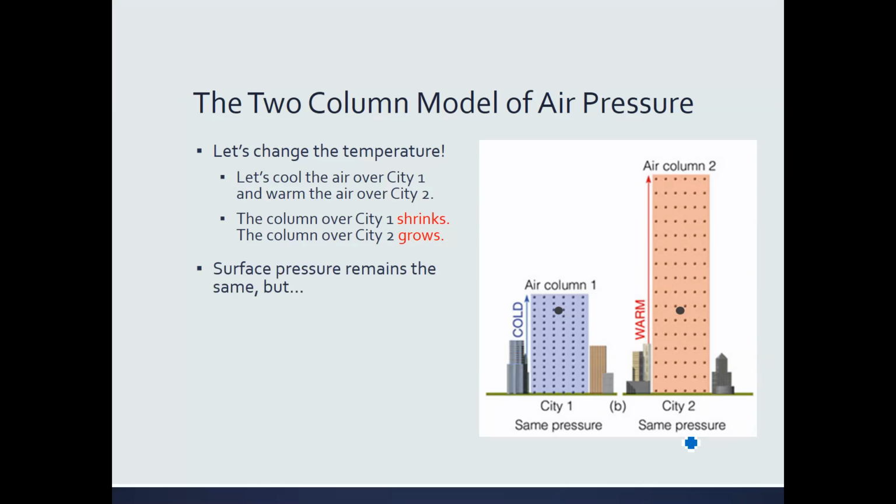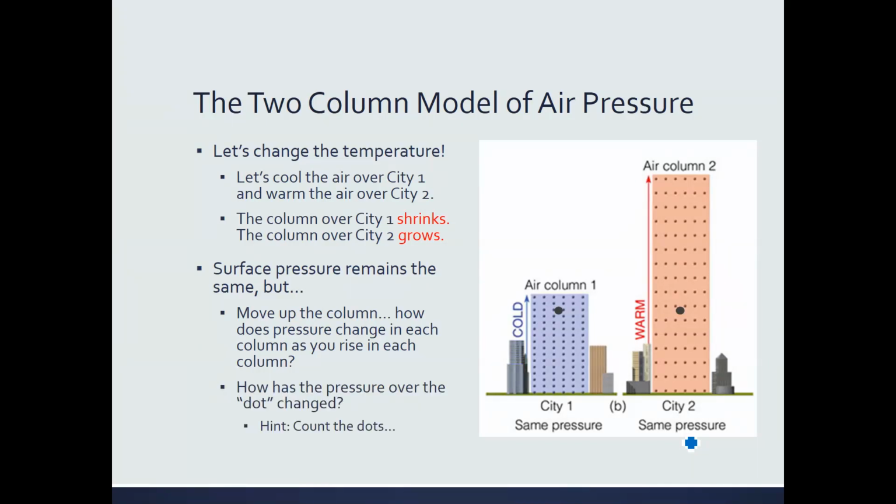But let's actually go higher into the atmosphere. Let's go aloft. Aloft is just a fancy name for higher in the atmosphere. And let's look at these two black dots. They're each at the same elevation above City 1 and above City 2. But if you notice, what is the air pressure at that dot for City 1? What is the air pressure for the dot over City 2? Well, the way we can figure this out is by simply counting the dots.